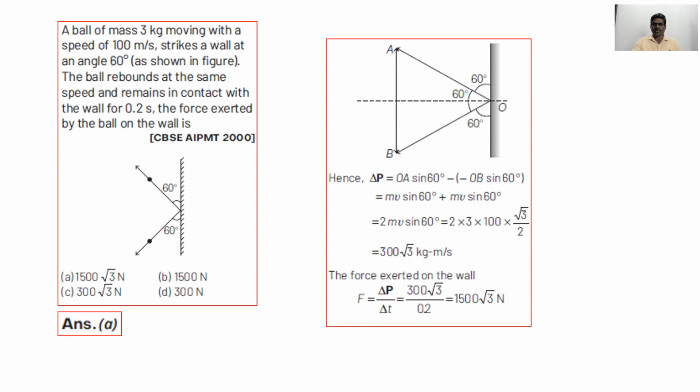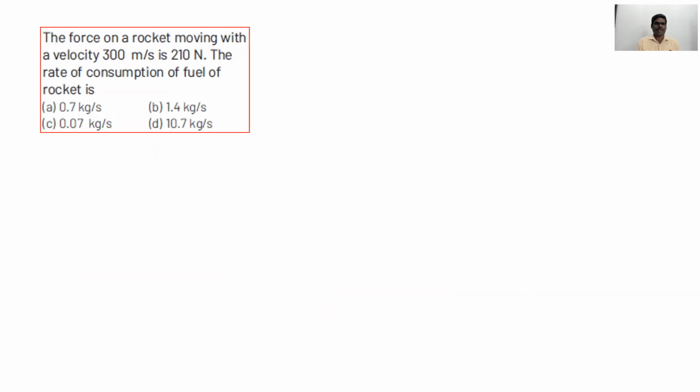Force exerted on the wall F equal to del P by del T is equal to 300 root 3 by 0.2 is equal to 1500 root 3 Newton. That is option A. Next problem.